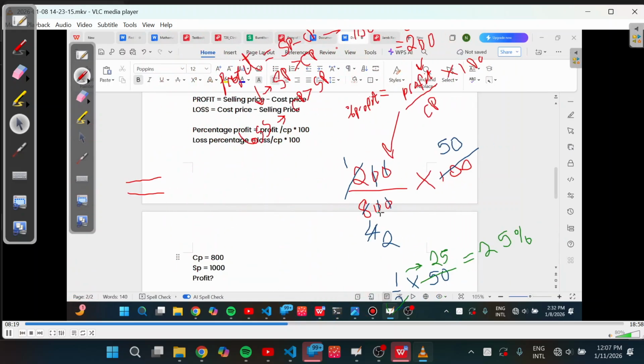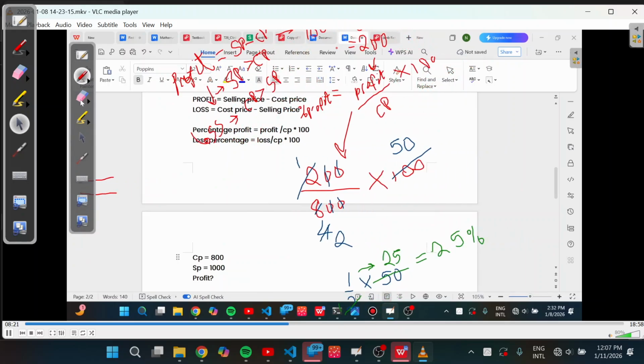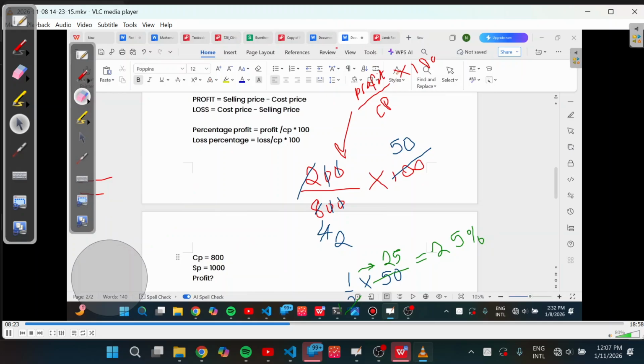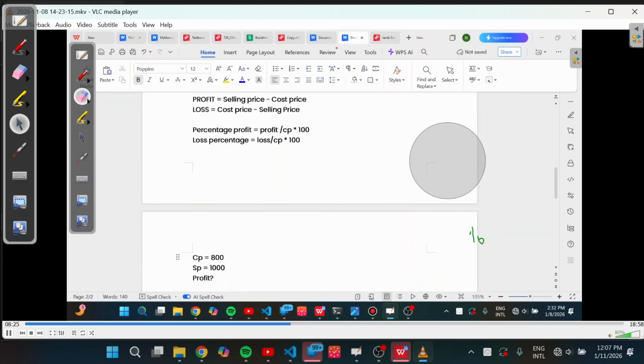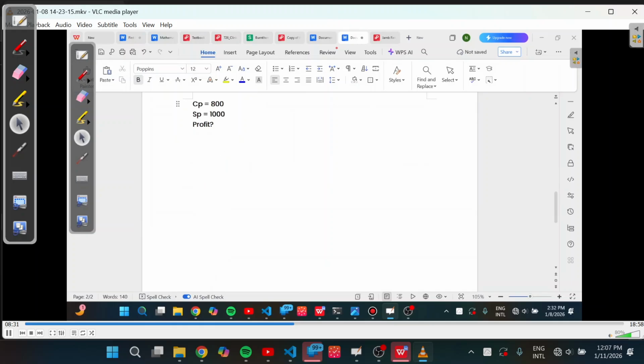So that's everything you actually need to know about percentage profit and loss. It's actually pretty simple. So now let's move on to our next topic in our list, which is ratio, proportion, and rate. But before we move on, let me give you a couple of questions that you can solve and drop the answers in the comment section.